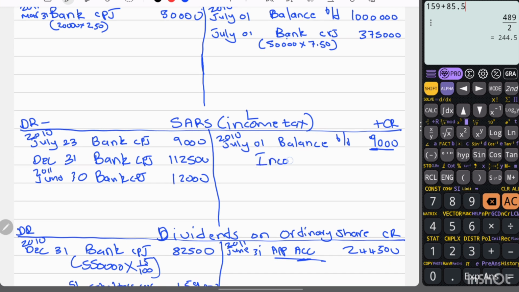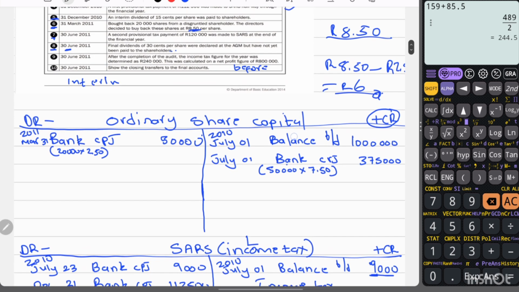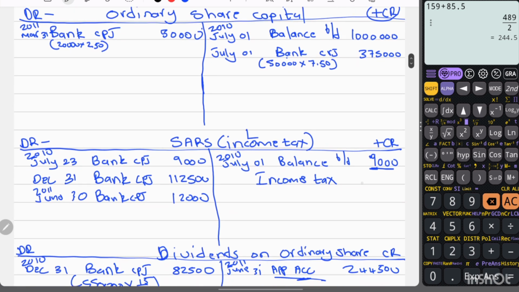All right, let's go now and record this information. Here we are having our income tax, because all along when we were paying our first provisional payment and our second provisional payment, we were trying to reduce this amount of income tax. And how much is the amount? It's 240,000. Then we are done. We can just close it off now.